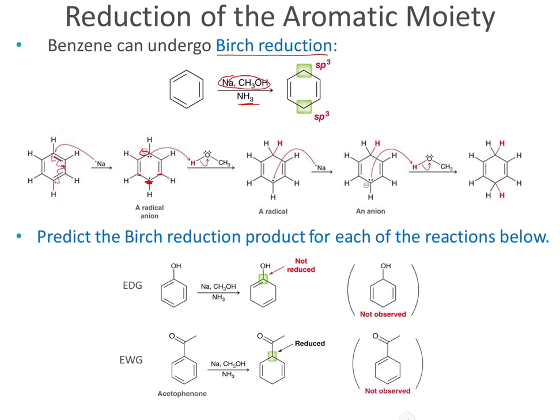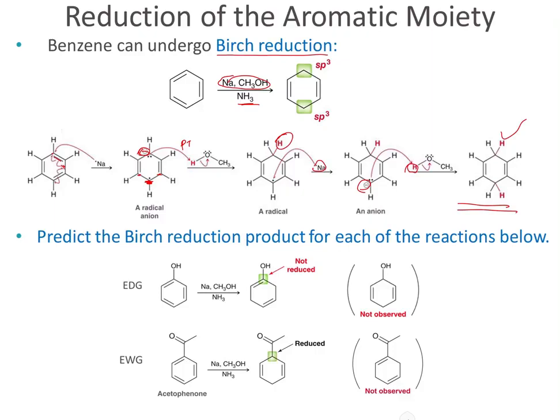Okay, so once we form this negative charge where we have those lone pairs of electrons, it ends up picking a proton. So this is a proton transfer mechanism, and it installs a proton there. The same process is repeated. Sodium donates another electron and creates a negative charge here, which does a proton transfer, and we end up with the Birch reduction product. If there are substituents on the ring, then the reaction becomes regioselective.